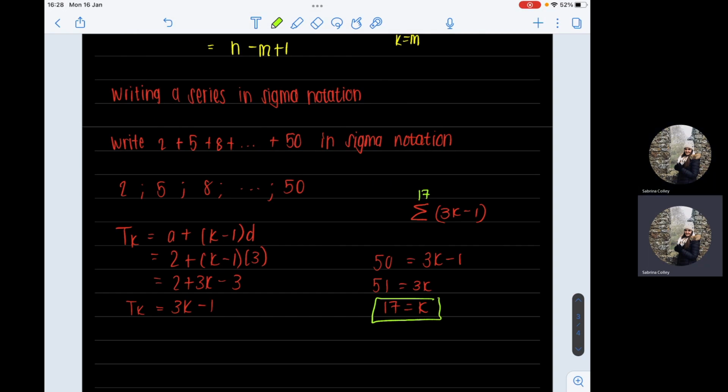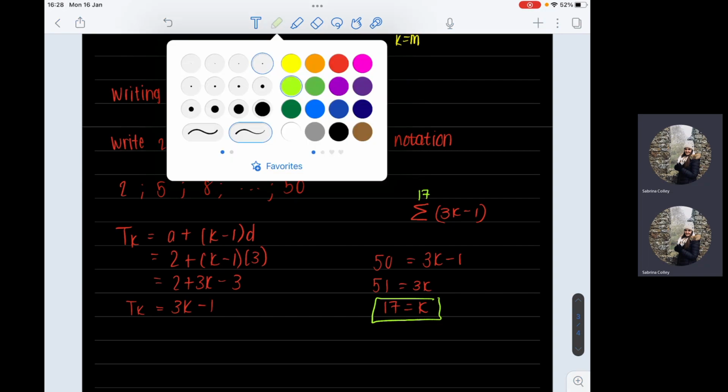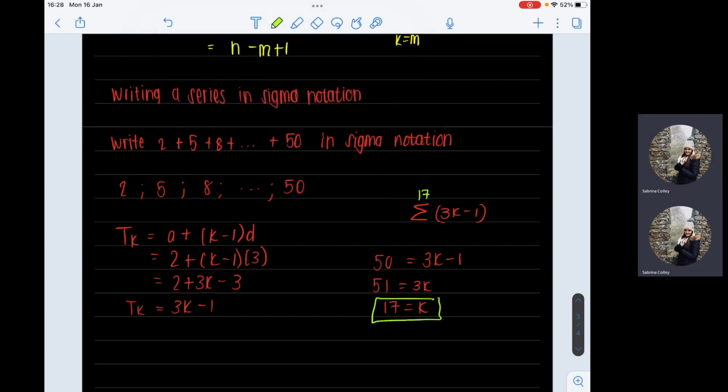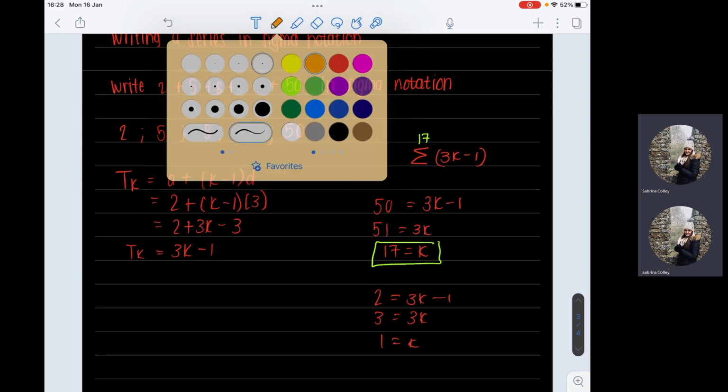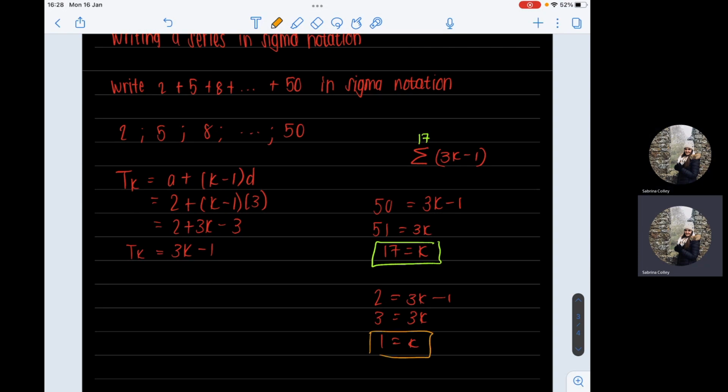Because we started at 2, let's see what gives us 2. If I say 2 is equal to 3k minus 1, I get 3 equals 3k, so k is equal to 1. So we did start at the first term. So I know that we started at k equals 1. So we've written that now in sigma notation.